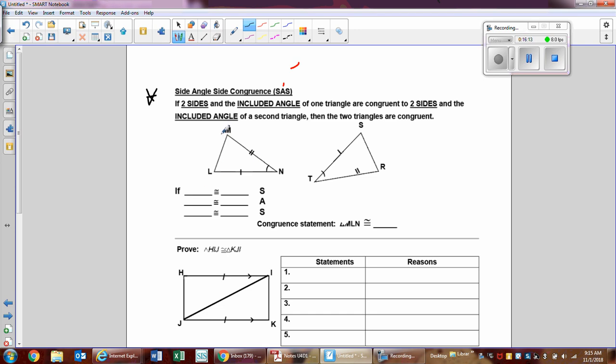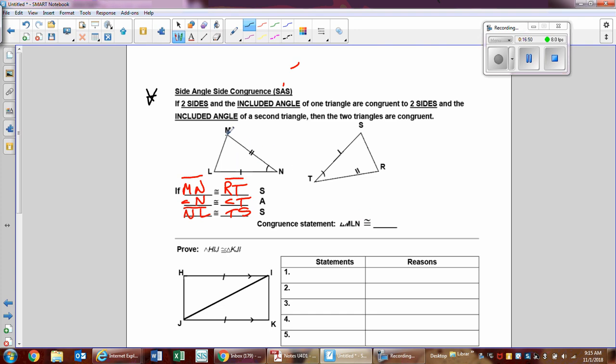So in this case, I have MN congruent to RT. Okay, that's my side. And I have angle N congruent to angle T. That's an angle. And then I have NL congruent to TS. That's the side, right? Because it's given side, angle, side, I can say the two triangles are congruent, which is triangle MLN.